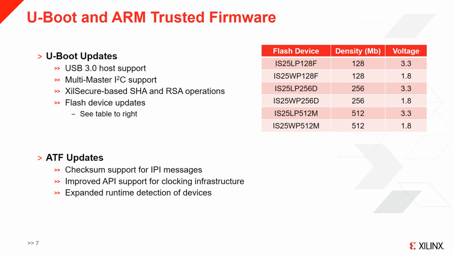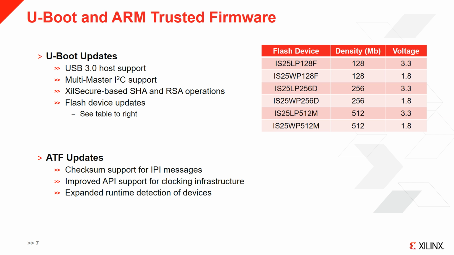With the update to version 2019.01, U-Boot has received several key enhancements, including support for USB 3.0 host operation and I2C multi-master mode. In addition, SHA and RSA operations can now be performed within U-Boot using the Xilinx Secure Acceleration library. Finally, we have added support for several new ISSI flash devices as seen in the table on the right.